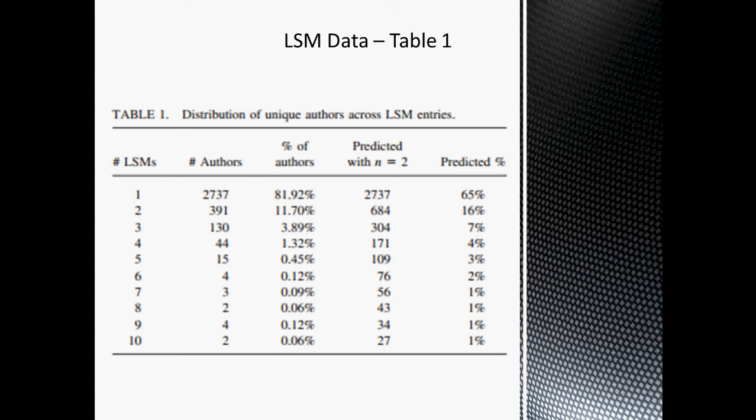Using the Linux directory tree from Biblio, which has one of the largest Linux archives available, as an example, all LSM files in the Biblio directory were examined, revealing 4,503 total files with 3,341 unique authors. As you can see from Table 1, 2,737 authors were linked to only one LSM file, and 391 authors were linked to only two LSM files, and so on.